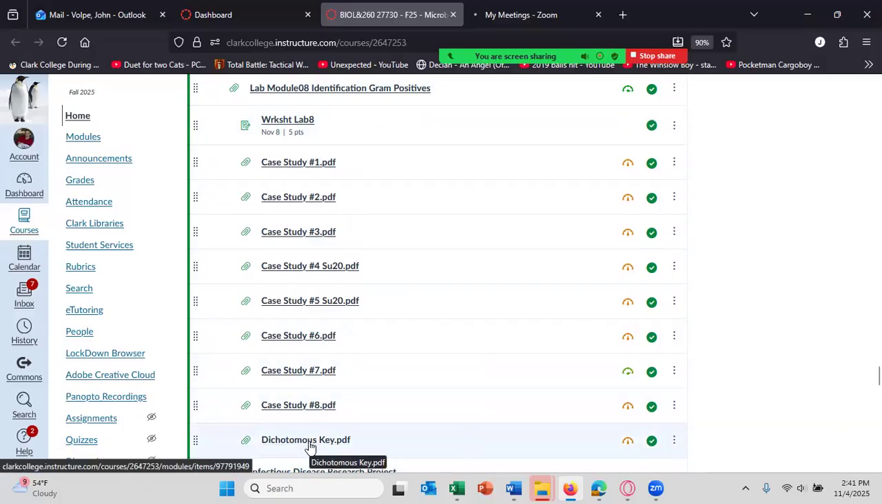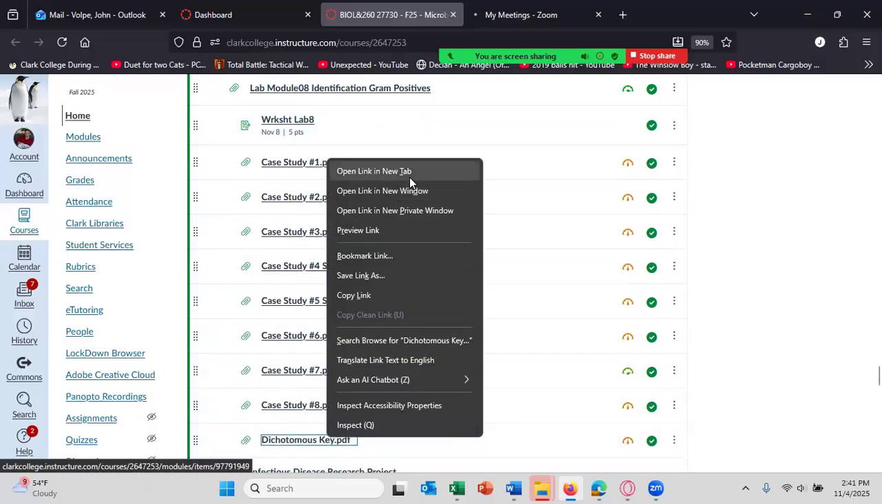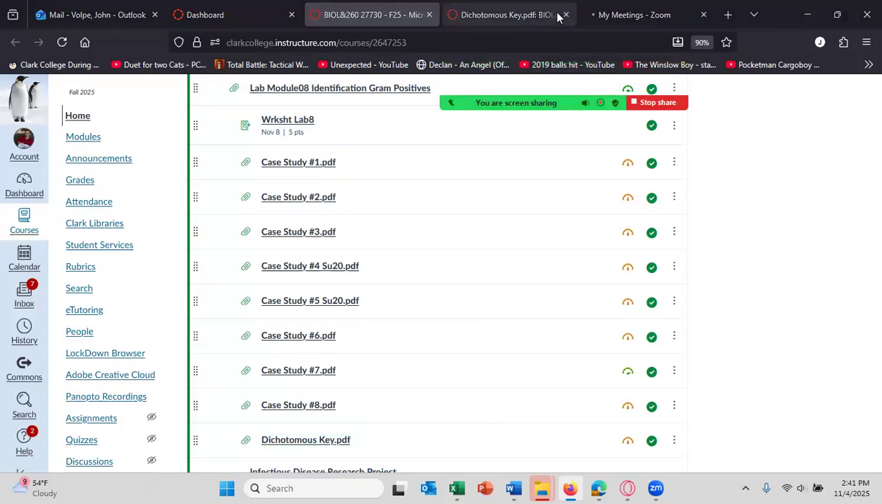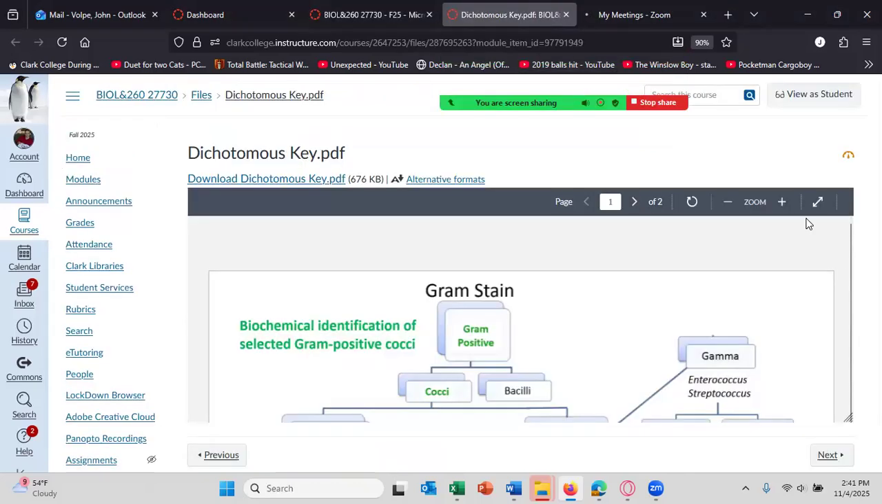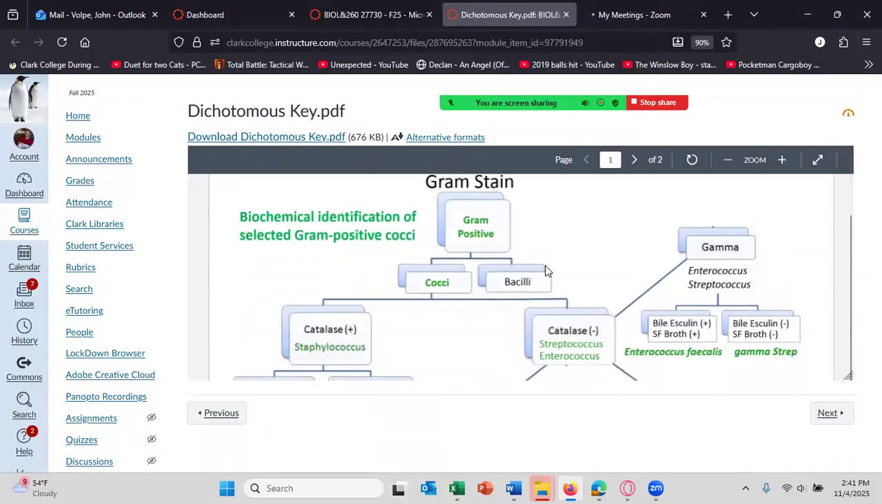Only use this dichotomous key for this lab. Don't use it for your unknown project or any other labs. Only for this lab. The dichotomous key is for identifying species of bacteria. And on the first page, we're identifying certain of the gram positives. We're going to be following the gram-positive cocci. We'll talk about the gram-positive bacilli in a minute.